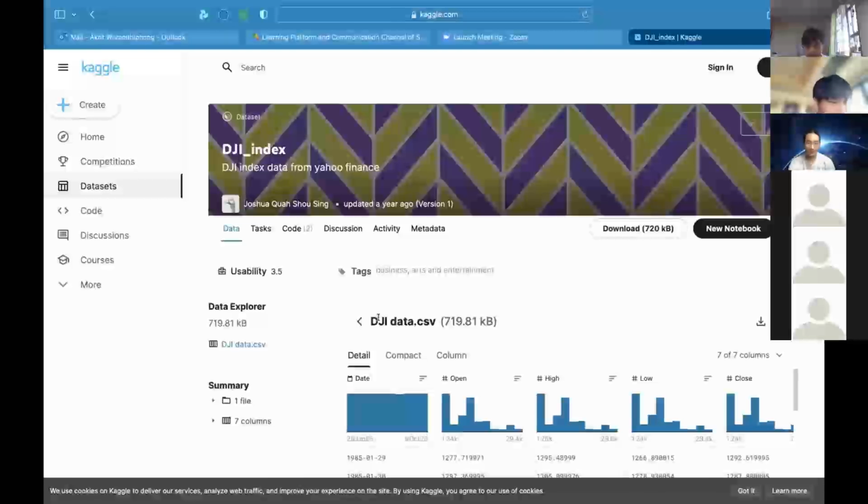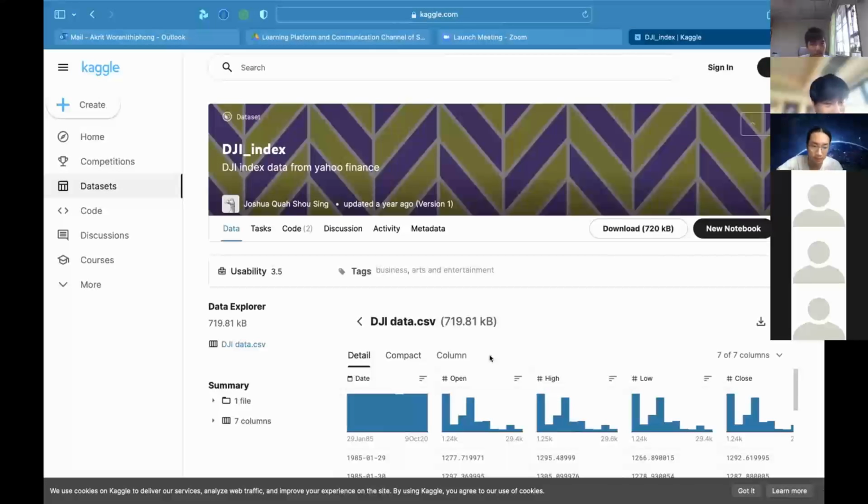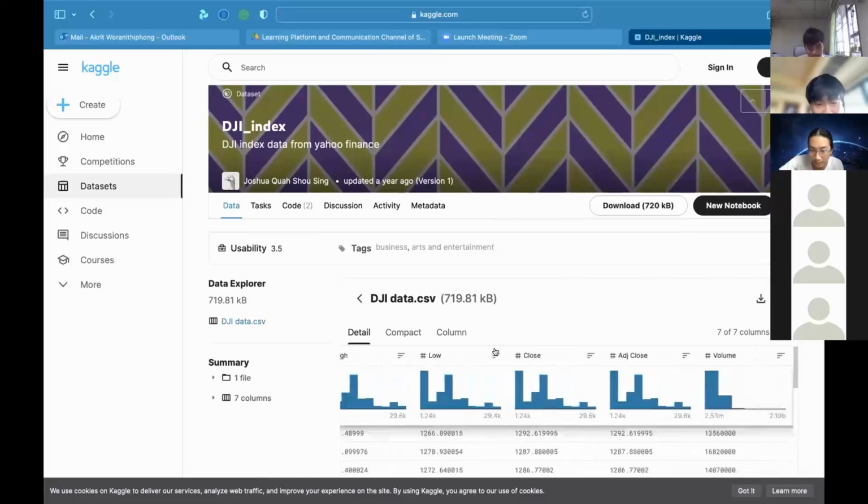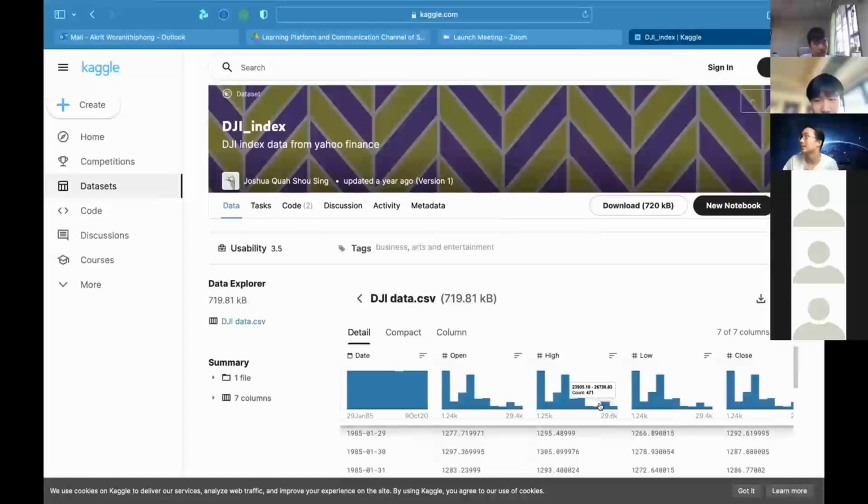It's from Kaggle, downloaded. Yes. It has 9,000 rows and 7 columns. It includes date, open, high, low, close, adjusted close, and volume. So I'm thinking about doing an unsupervised clustering, maybe k-means and principal component analysis. Good.